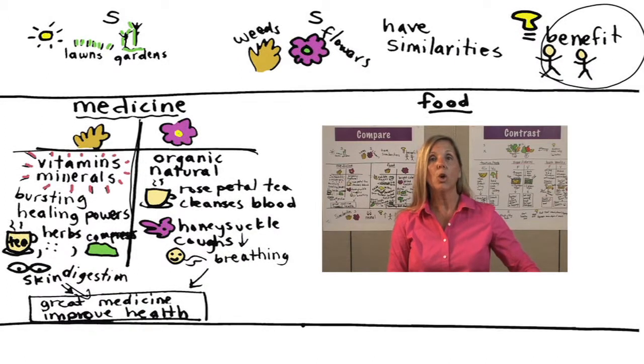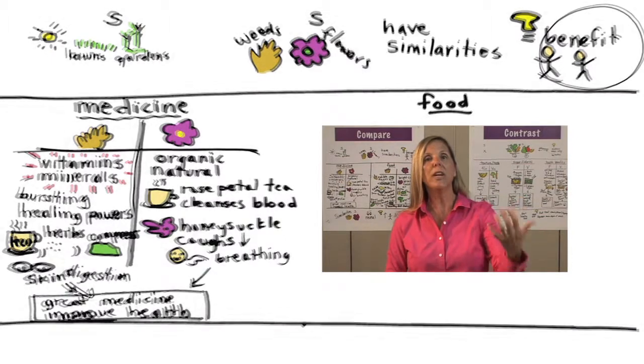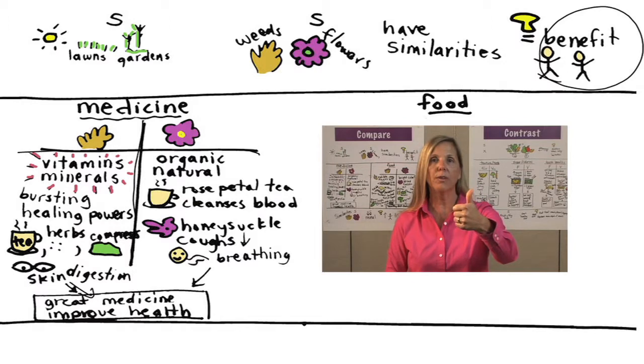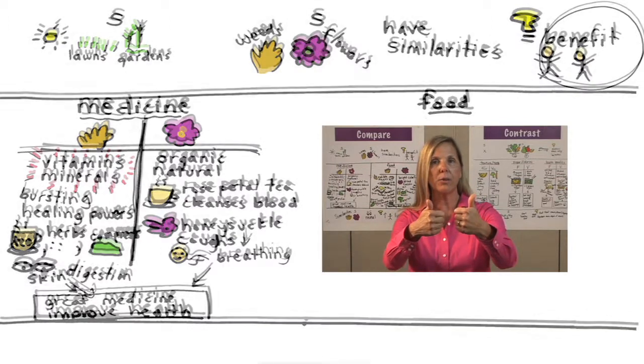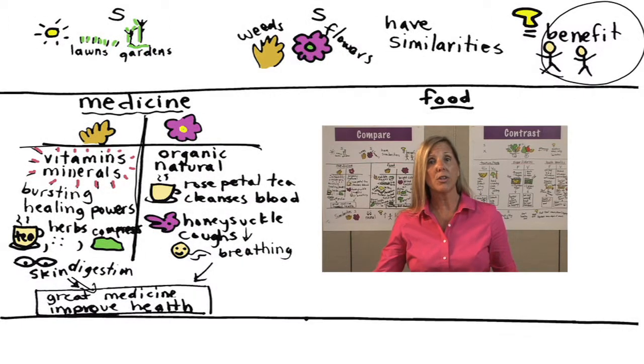Next, we go to food. What do we need to do? We've already identified that as an attribute. What do we need to do now? We need to show how weeds are a food and how flowers can be a food. We make our T-graph and we'll compare the 2.